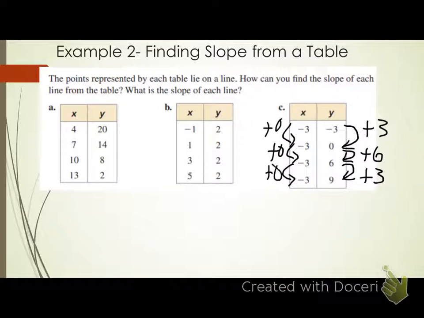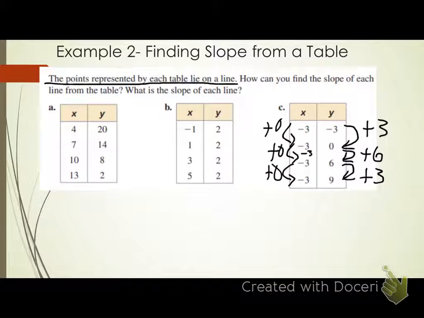So, back when we were talking about linear, nonlinear, we would have said this is nonlinear, right? Because it doesn't have a constant rate of change. But, based on the information I'm given, the points represented by each table lie on a line, so it must have a constant rate of change for it to be a line. They just did not put all the ordered pairs in the table. What ordered pair are they missing? Negative 3, comma 3.